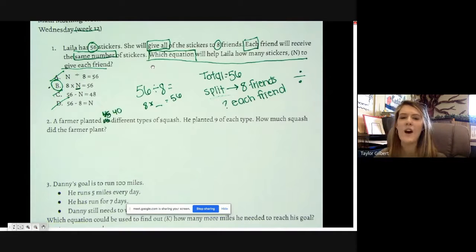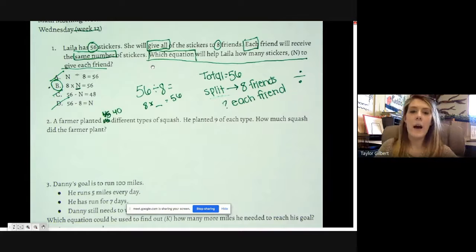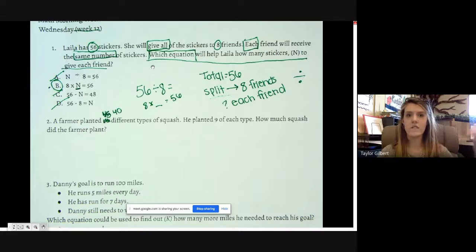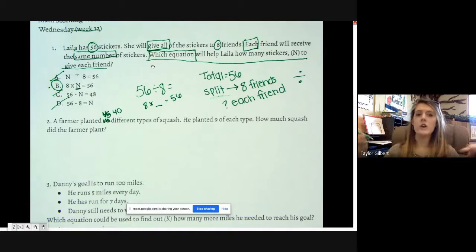Okay, a farmer planted 40 different types of squash. He planted 9 of each type. How much squash did the farmer plant? I'm thinking about this. 40 different kinds. That's a lot of different kinds of squash. I didn't know there were that many kinds of squash. He planted 9 of each type. 9 of this kind, 9 of this kind, 9 of this kind, 40 times. How much squash did the farmer plant?